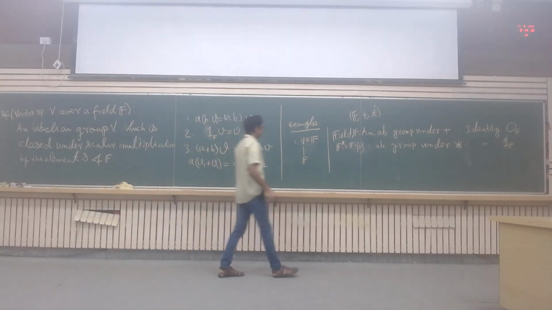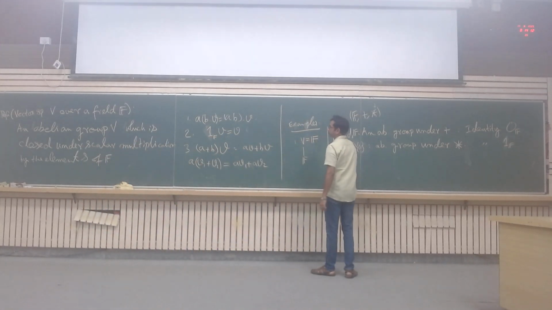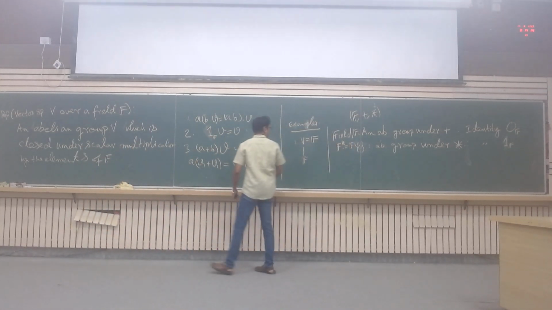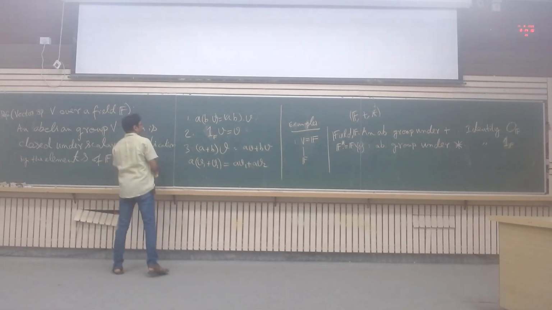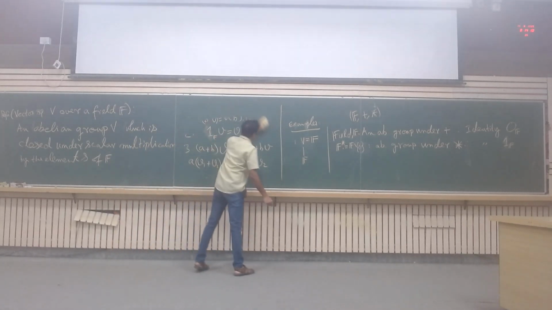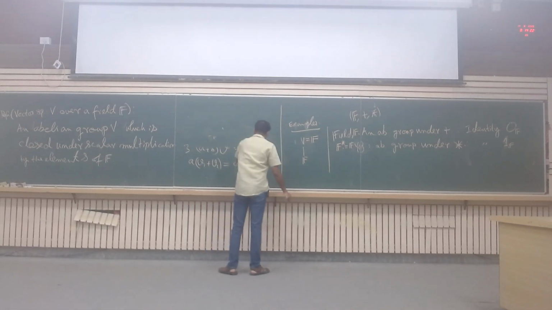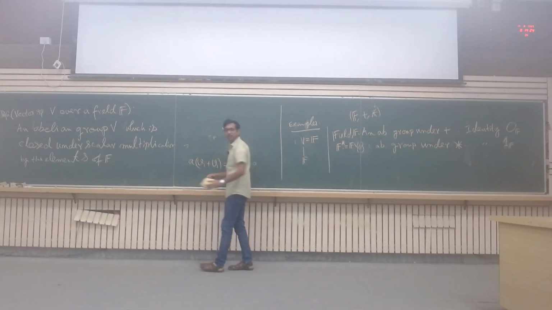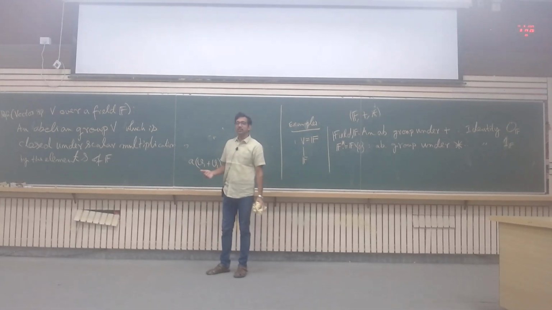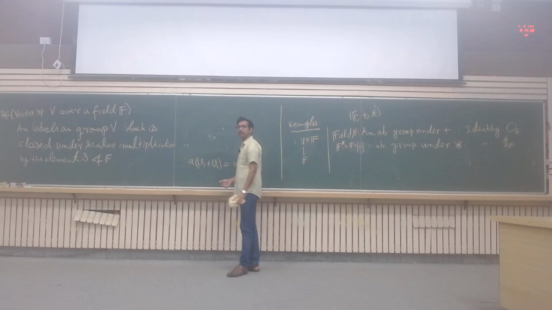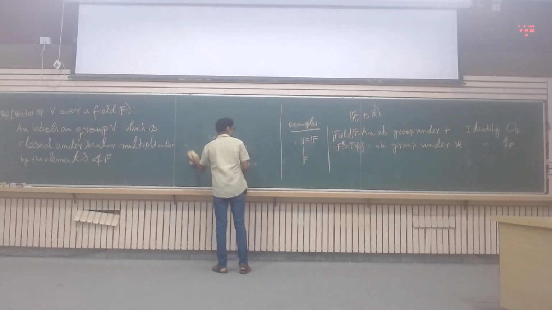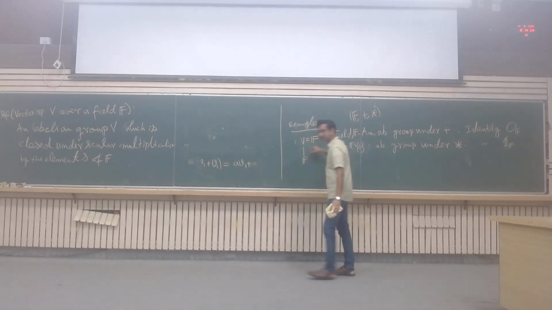Okay, so this was our first example. Now the second one. So now perhaps you can tell me whether C is a vector space over R. C is the complex numbers, and R the real numbers. The question is that we said that any field is a vector space over itself.